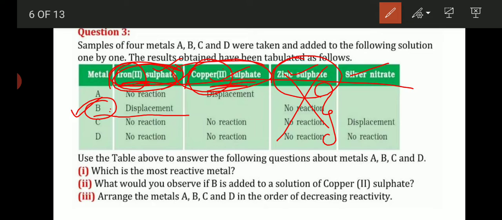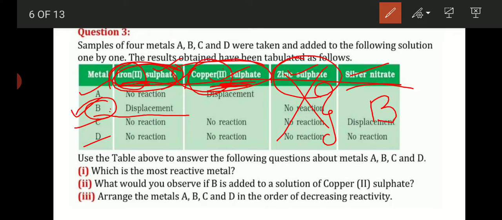Third one, arrange the metals A, B, C, D in the order of decreasing reactivity. Decreasing means high reactive metals to the less reactive metals. So here B comes first. And now think of these metals A, C, D. You have to compare these. You have to say which is the most reactive among A, C, D. See, A displaces copper from copper sulfate, right? And C displaces silver from silver nitrate.